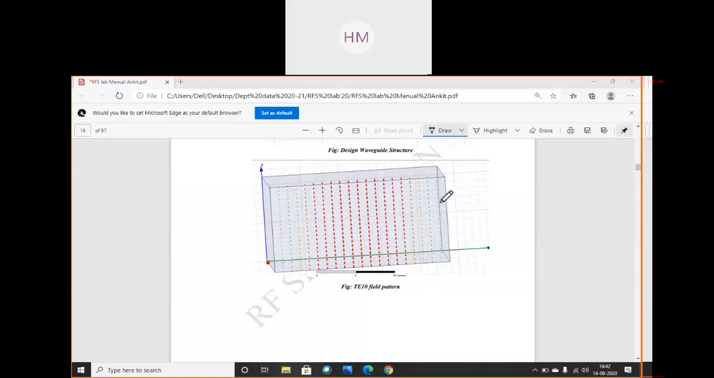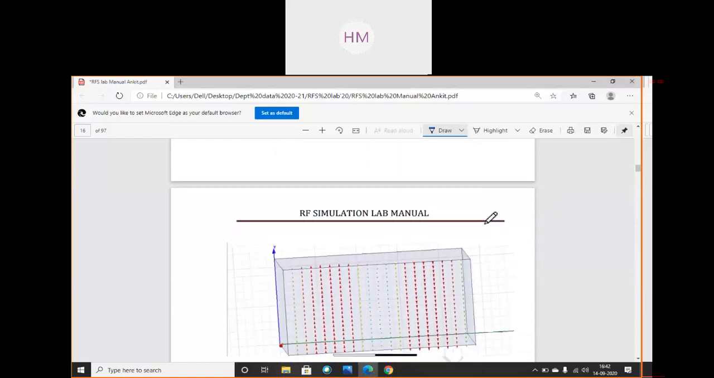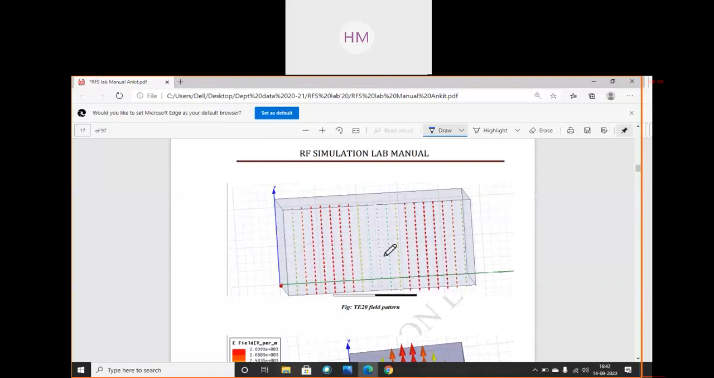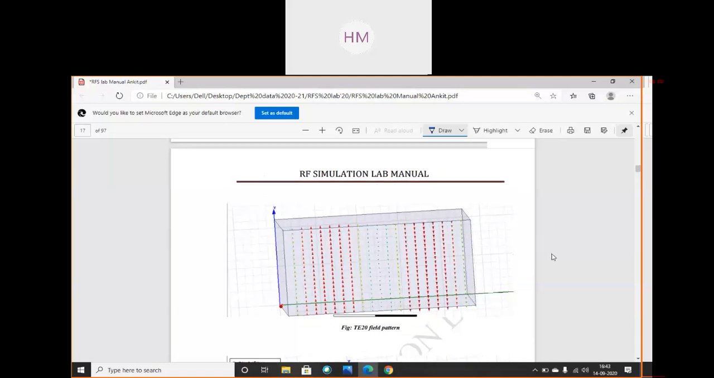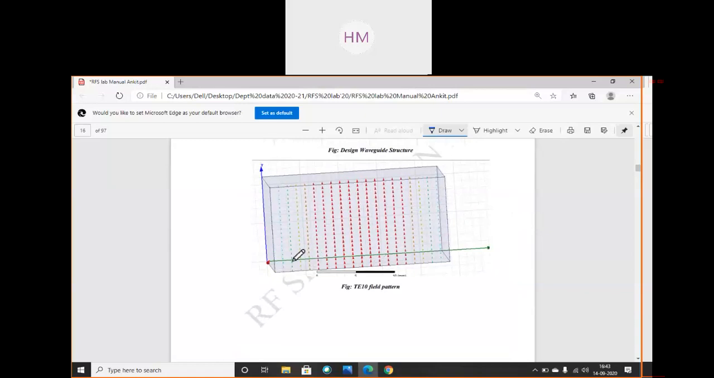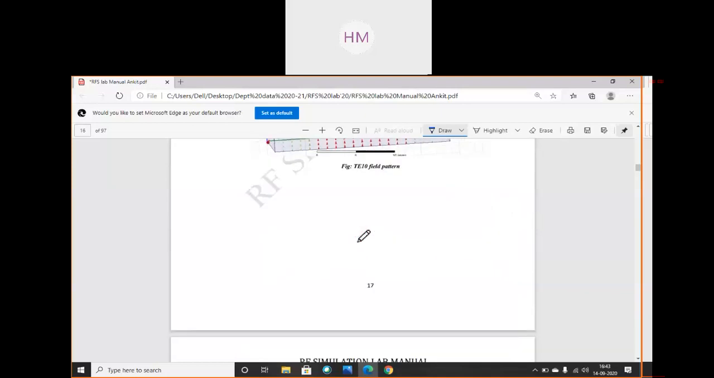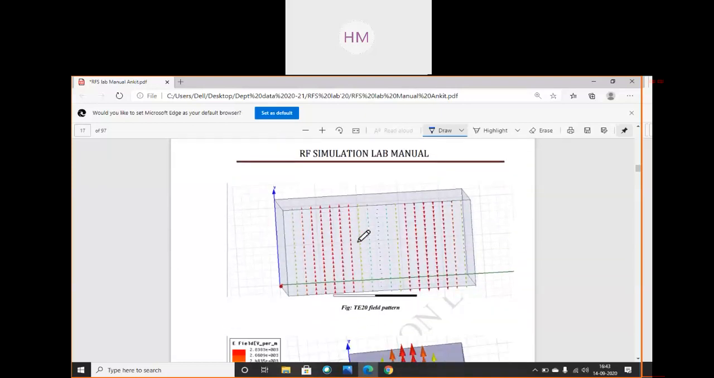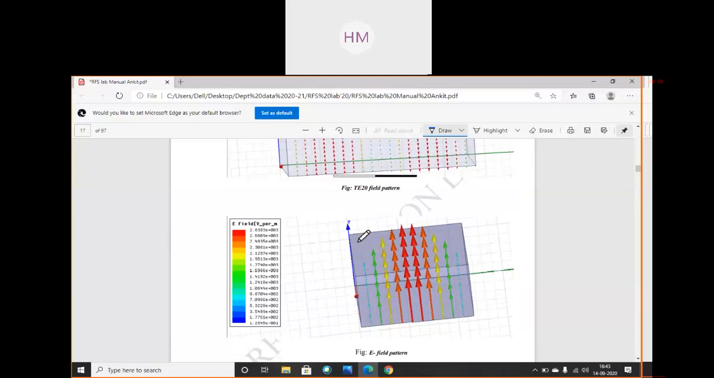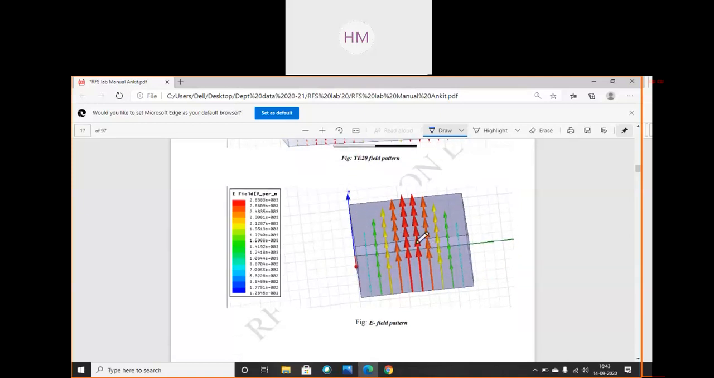This is the electric field pattern which you will see on your graphs. Then this is the TE20 field pattern. Two waveguides you got here, 1 and 2. In 1 you will get only one field pattern, TE10. At the center, maximum electric field intensity. TE20 mode, these are vectors. This is my E field pattern magnitude.